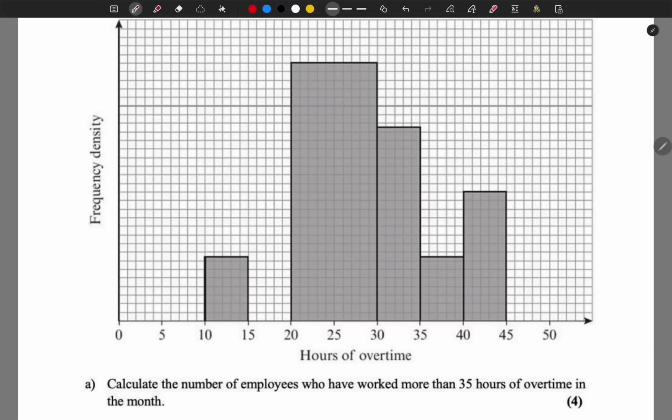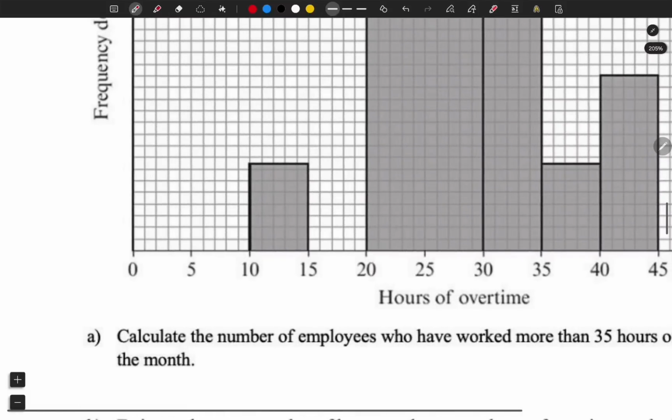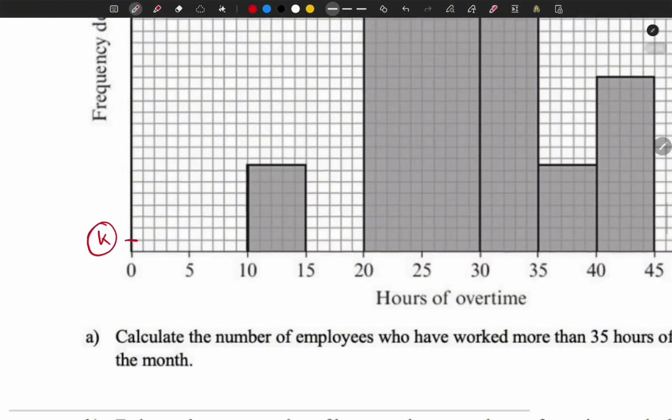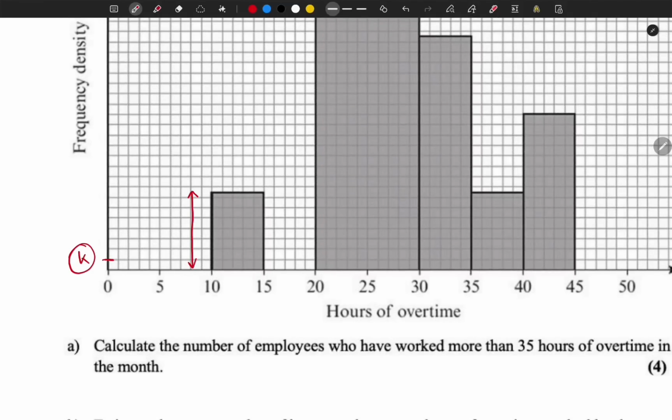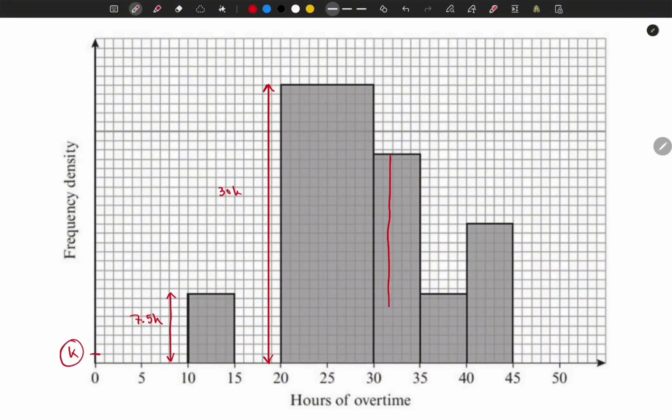Alright. Now in order to calculate this area, we do not know the scaling of the y-axis, which is the frequency density axis. So we need to find out the value of the scaling. If we want to find it, we can take that each square is represented by a constant value, which we do not know. Let's call that constant value k. So the height of this will be 7.5k, and this will be 30k. So this is 30k, and this will be 22.5k.